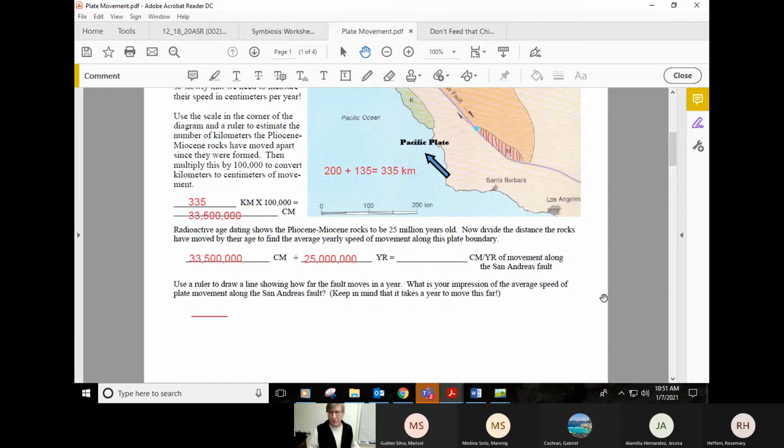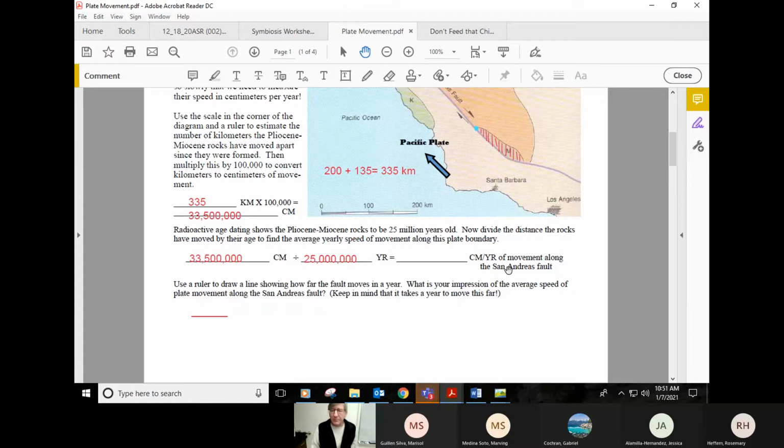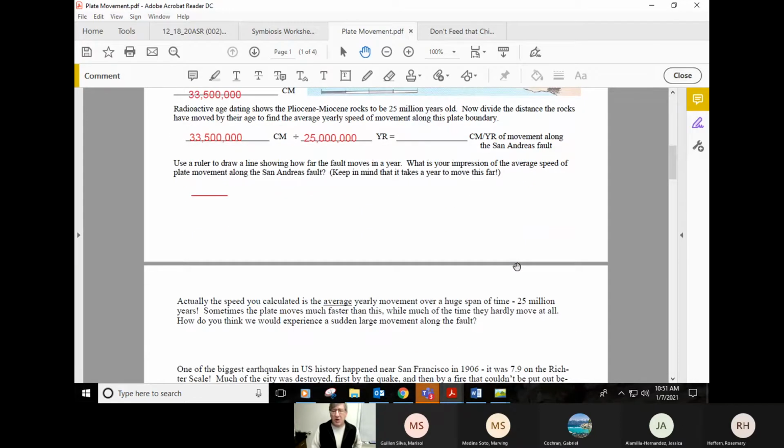So we're going to move on. We've just calculated how many centimeters the plate moves in a year, and it's about this much if we were to draw it. That's how much those rocks are actually moving in a year. So the thing is, it doesn't always move exactly this much in a year. The speed we calculated is the average movement. And this is over a huge span of time, over 25 million years.